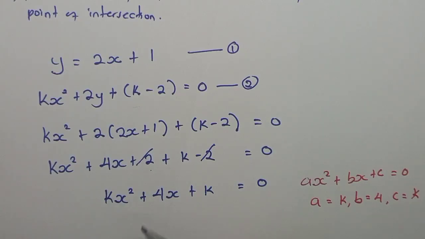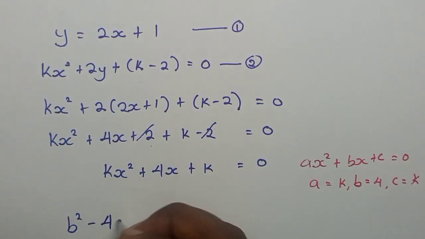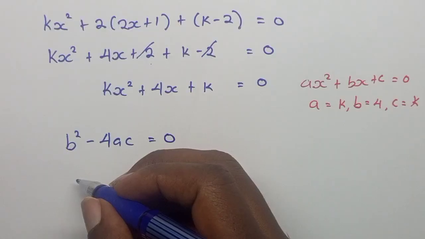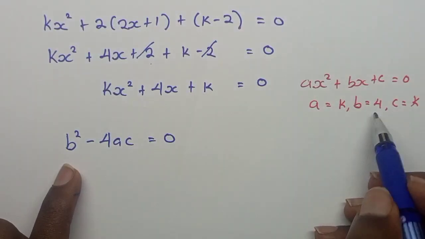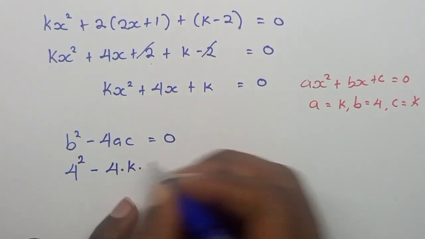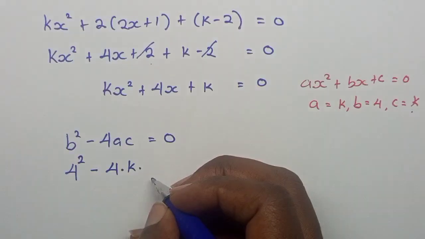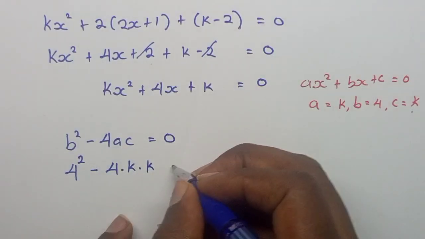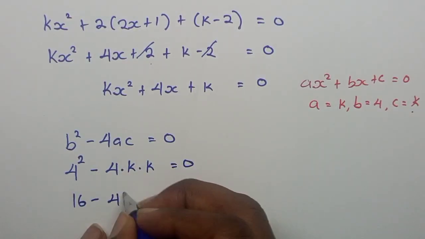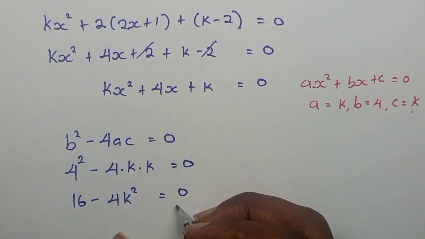Now, since we have been told that the line meets the curve at exactly 1 point, that means the equation will have exactly one solution. That means b squared minus 4ac will be equal to 0. We said our b is 4, so it will be 4 squared minus 4 times k times k, since c is also k, is equal to 0. So 4 squared is 16, minus 4k squared is equal to 0.